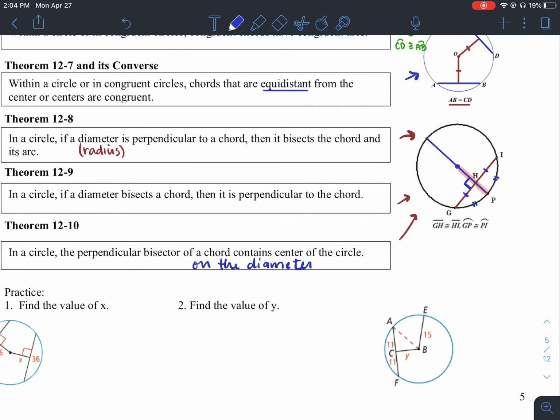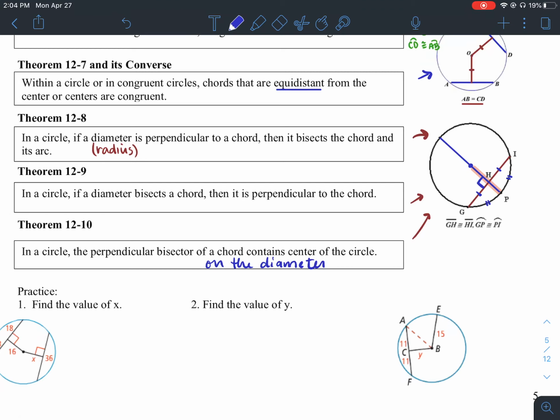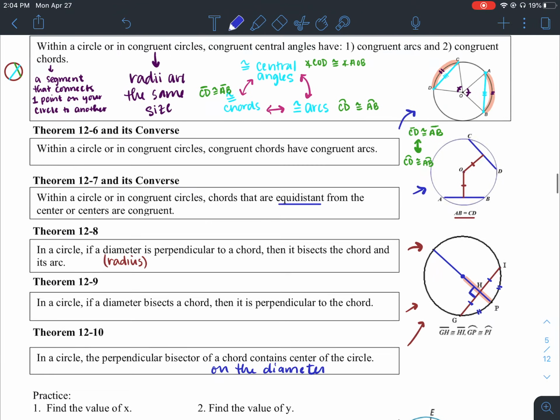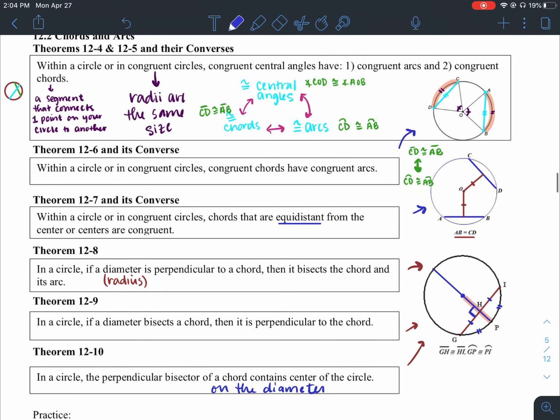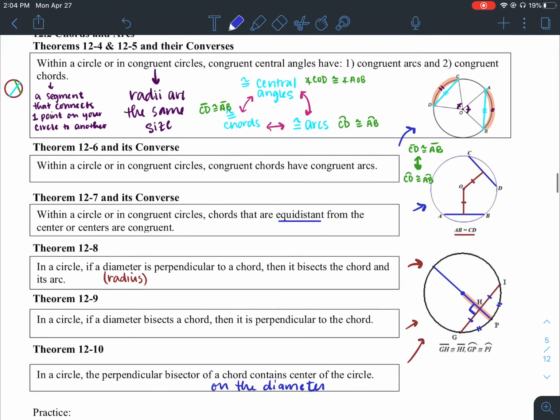So all three of these are using the same picture, and they're all saying, okay, you've got a radius or diameter and a chord that are intersecting. If they intersect at 90 degrees, your chord is cut in half. If they intersect so your chord is cut in half, then it's a 90-degree angle. That's essentially what's going on. So we're going to use some of these new theorems to solve some problems. Again, if you need to, you can pause the video.